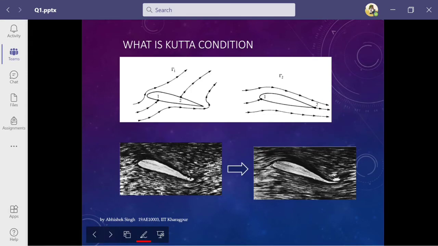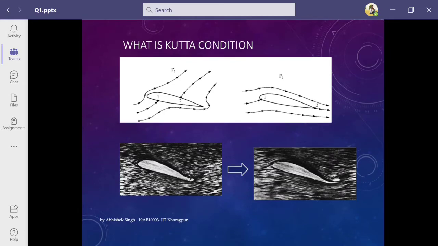The first question which comes to our mind is, what is the Kutta condition? To understand the Kutta condition, we first need to understand how flow behaves around an airfoil.